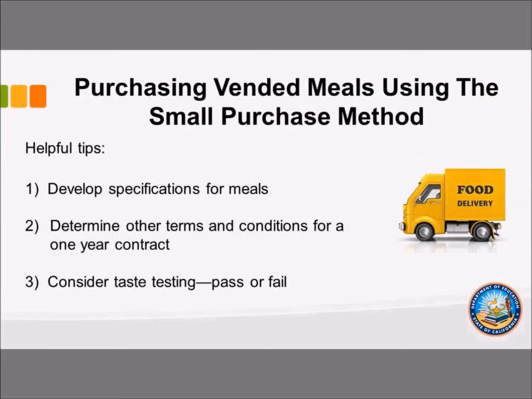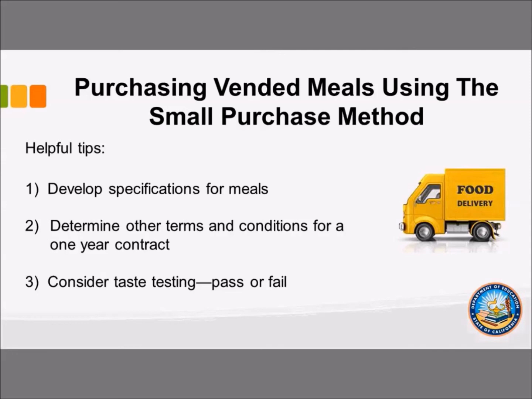Do you have any tips for agencies that use the small purchase method for obtaining vended meals? Yes, they must be sure to provide sufficient detail in their specifications to ensure they are requesting meals that meet the specific child nutrition program meal pattern. It's a good idea to request a variety of fresh fruits and vegetables and whole grains. They should also document the other required terms and conditions of the contract.